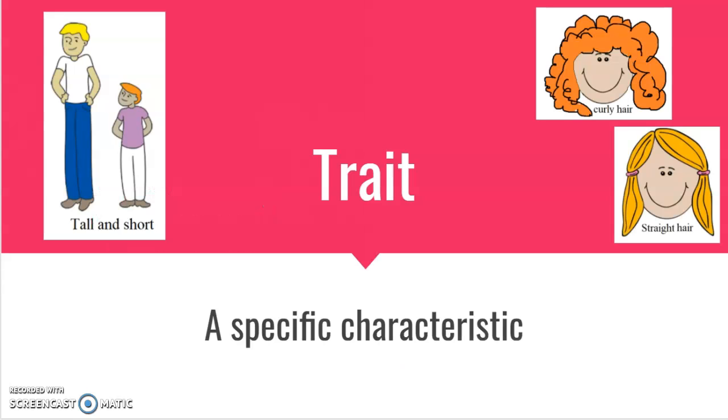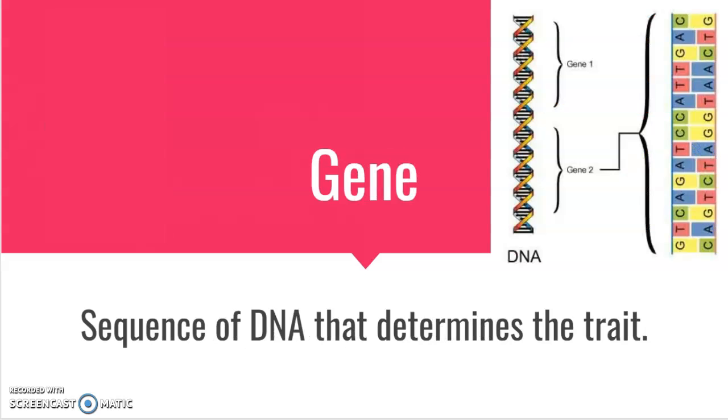So a trait is a specific characteristic, such as curly hair, straight hair, tall or short, what color your eyes are. All of those are traits that both people and animals have. Plants have traits too. All right, a gene is a sequence of DNA that determines traits.